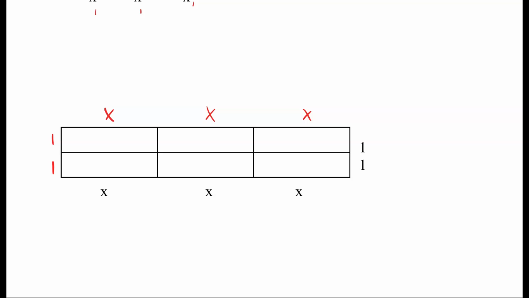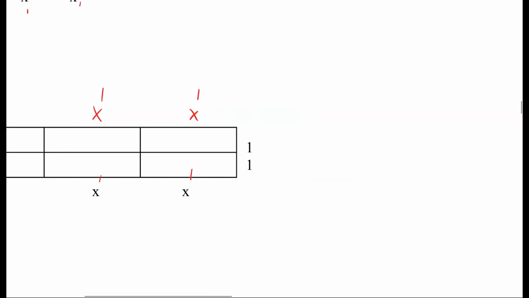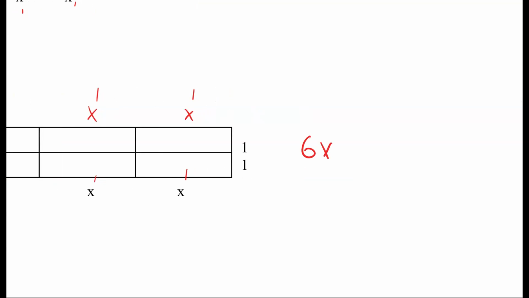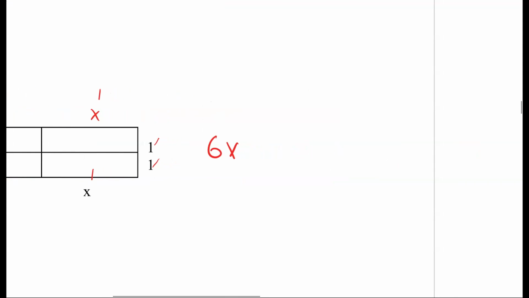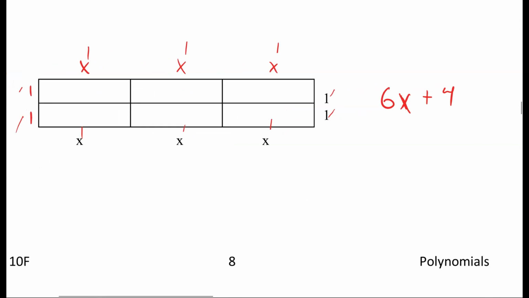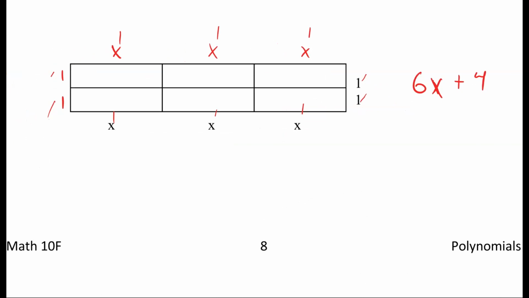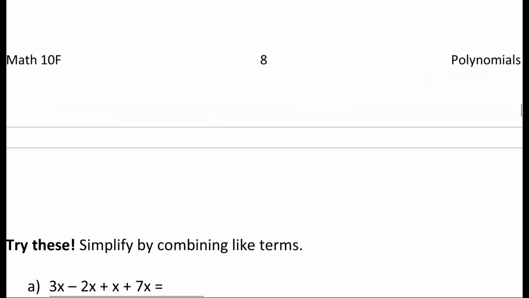I'm going to start off with my variables. So we have 1, 2, 3, 4, 5, 6 x's, meaning I'm going to write 6x down. And then we have 1, 2, 3, and 4 ones, which adds up to plus 4. So we have 6x plus 4 as our perimeter for this rectangle. Again, remember that you have to find your like terms, combine them together, and then list it down in standard form.